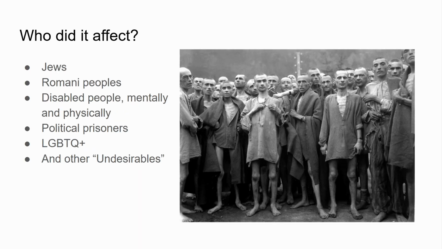Who did it affect? Again, to elaborate on the list: Jews, Romanian people, disabled, mentally and physically ill people, political prisoners, LGBTQ, and other undesirables such as old people, children. And even after all these listed, the list still goes on, because it was whoever they felt wasn't part of their perfect race. For example, the Russians weren't part of their perfect race. Next slide.